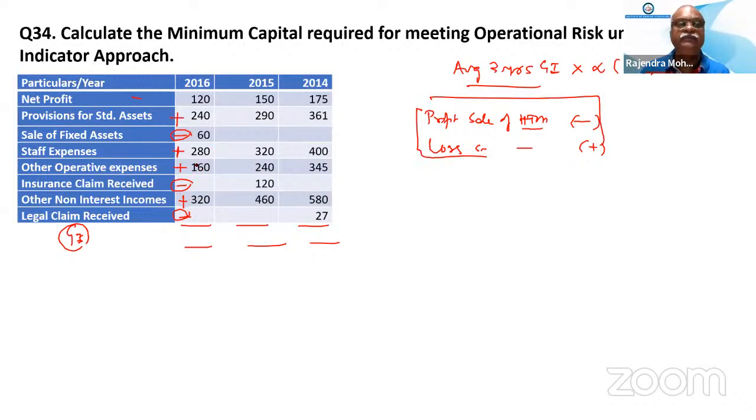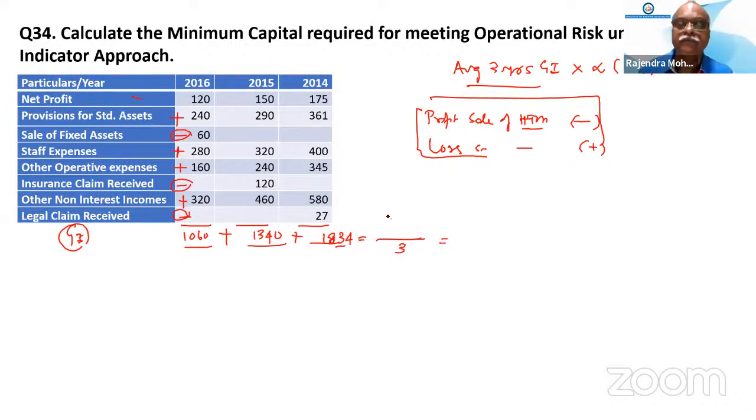After that adjustment, you have to find out. So what is the 2016 gross income? 1060. Okay. 15 will be? 1340. 14 will be? 1834. Okay. Add it and divide by 3.